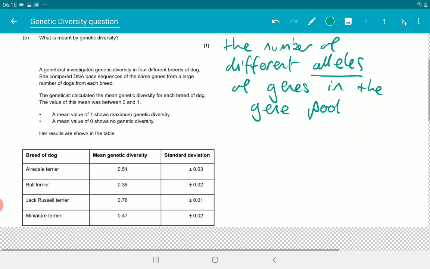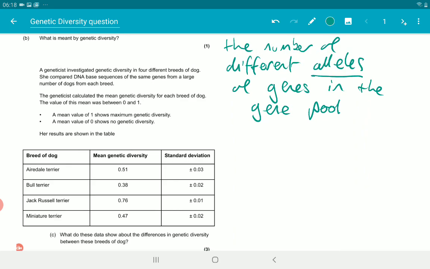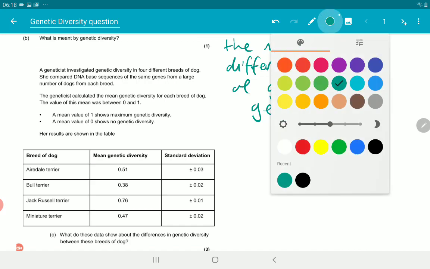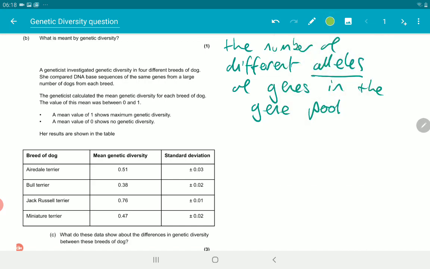Geneticists investigated different diversity amongst 4 breeds of dog. She compared DNA-based sequences of the same genes from a large number of dogs from each breed. Okay, a large number.